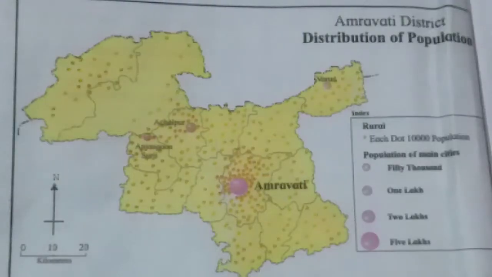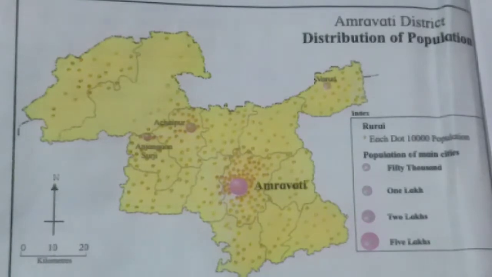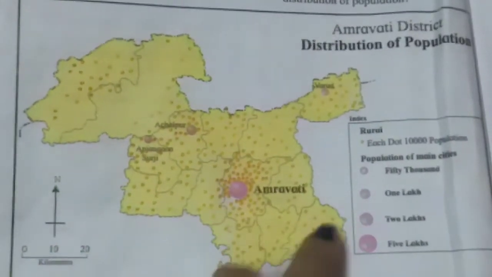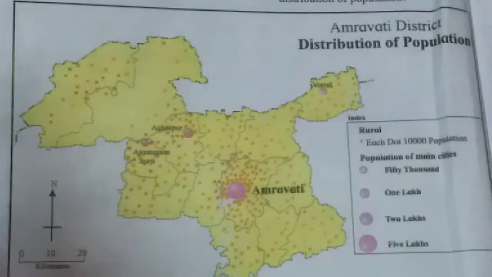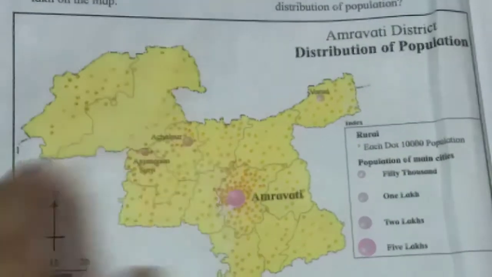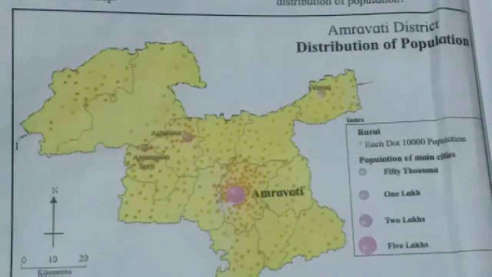Children, which part of the map shows very less distribution of population? So you can see this side, this is not very less, right? Here also not very less. So which side is it? This side, right? So which side is this? This is the northwestern part of the map. Then the answer is the northwestern part of the map shows very less distribution of population. So this area shows very less distribution of population.